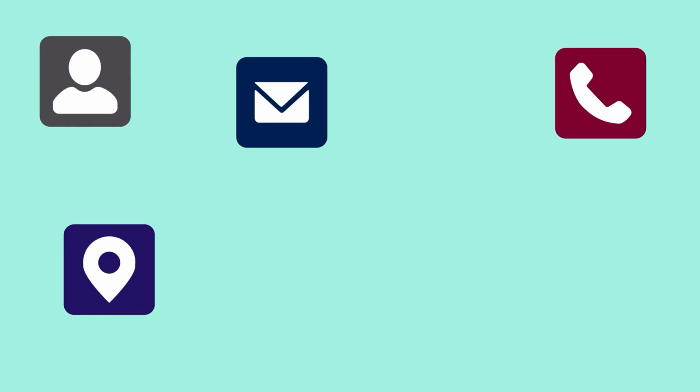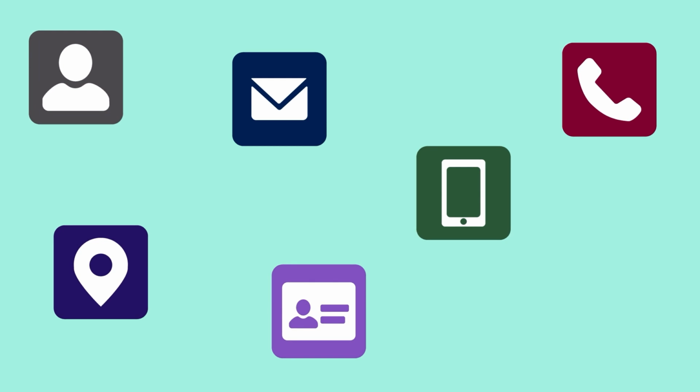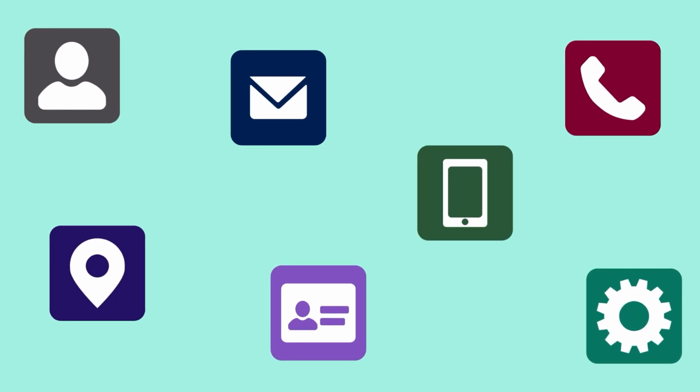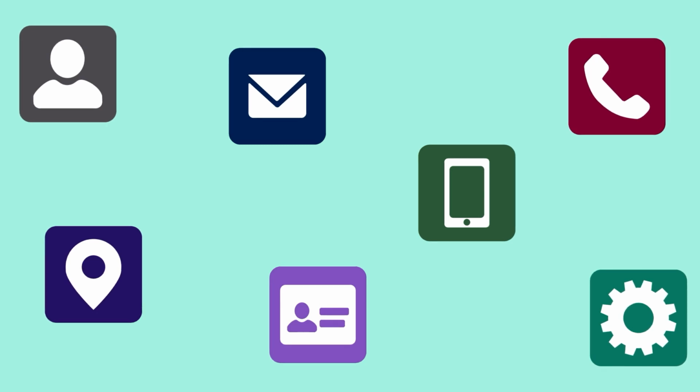These include name, email, phone number, address, device, a party identifier, which is a unique system identifier, or a custom field like a birth date. You can also create multiple match rules on standard or custom fields in any combination.